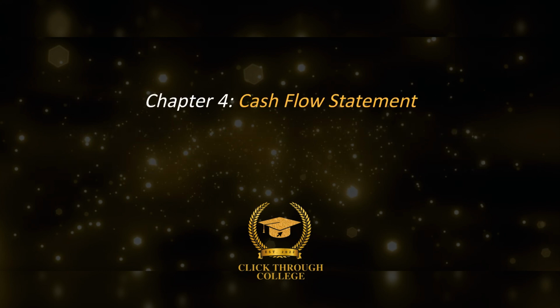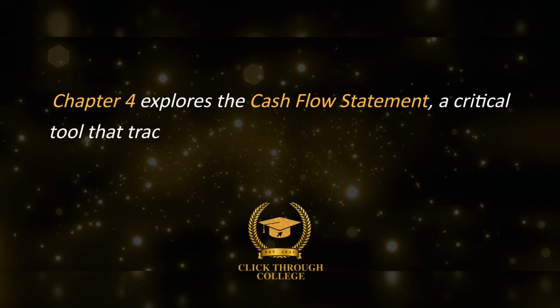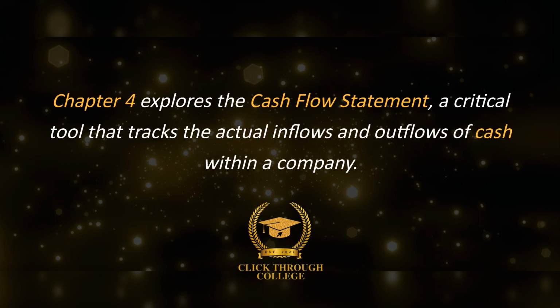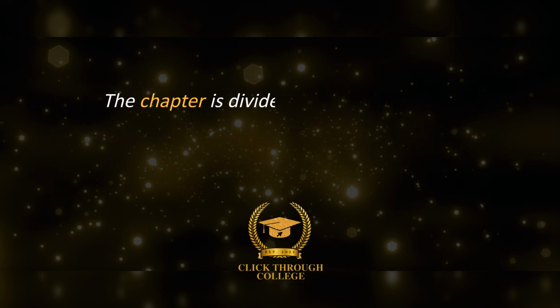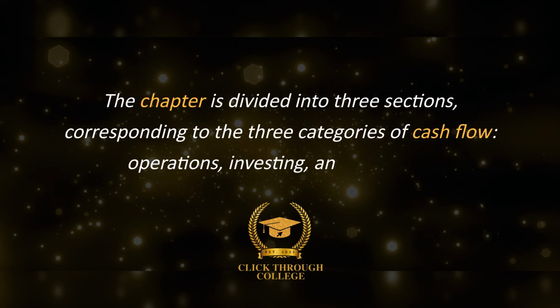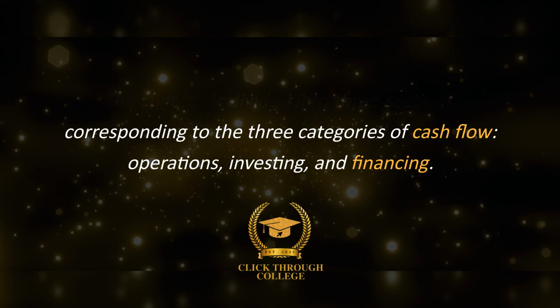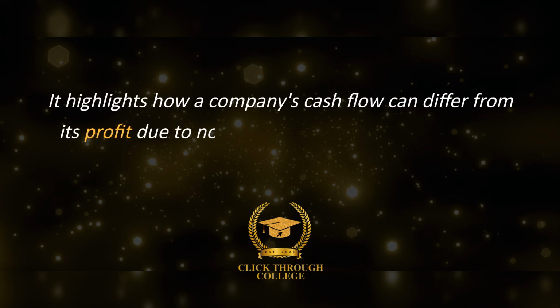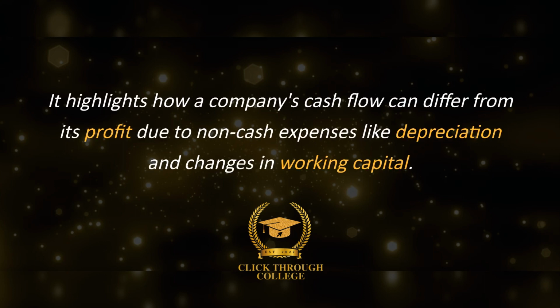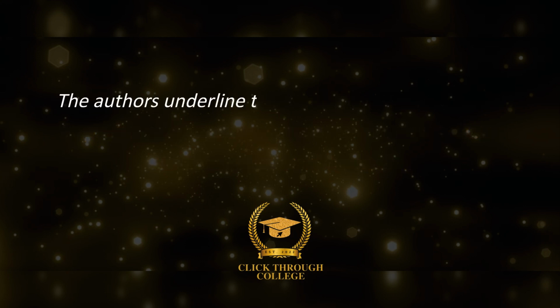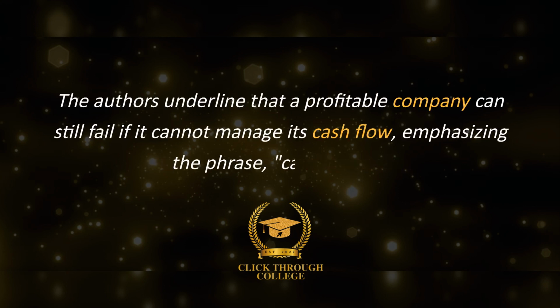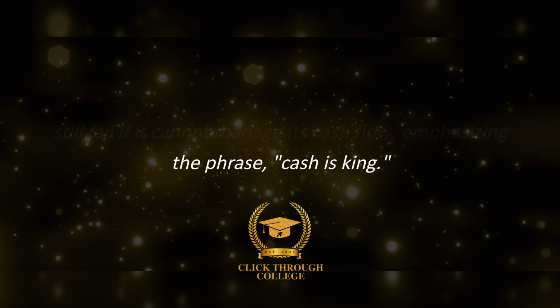Chapter 4: Cash Flow Statement. Chapter 4 explores the cash flow statement, a critical tool that tracks the actual inflows and outflows of cash within a company. The chapter is divided into 3 sections, corresponding to the 3 categories of cash flow: operations, investing, and financing. It highlights how a company's cash flow can differ from its profit due to non-cash expenses like depreciation and changes in working capital. The authors underline that a profitable company can still fail if it cannot manage its cash flow, emphasizing the phrase, "cash is king."